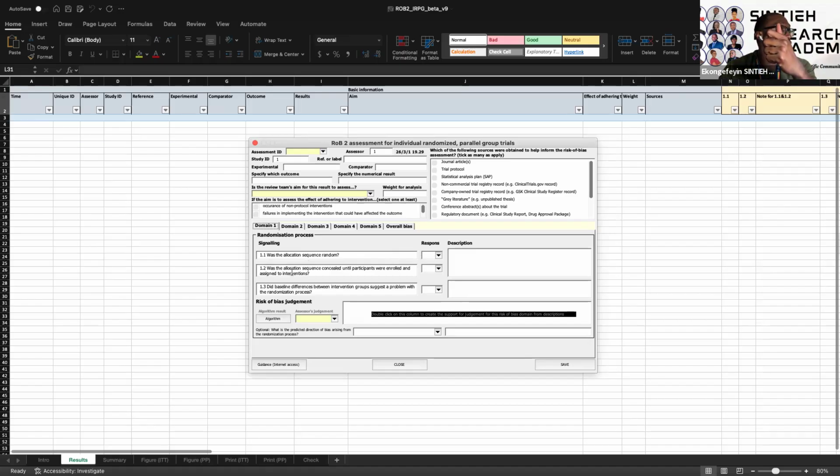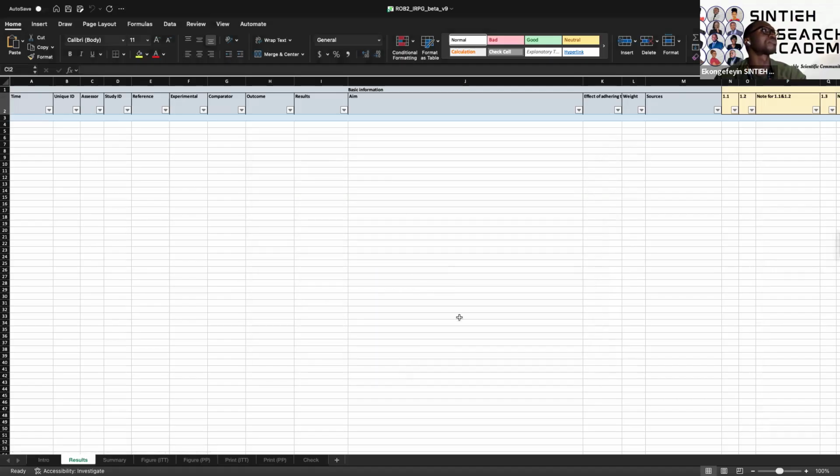The second question is, was the allocation sequence concealed until participants were enrolled? This is to know if blinding was done. Again, you just need to say yes, probably yes, probably no, no, or no information provided. That's what you do for all of the questions, the same grading. And then, do baseline differences between intervention groups suggest a problem with randomization? Again, yes or no. That's why we say the most important thing to do is to read the methods. So that's it. I'm going to close this.